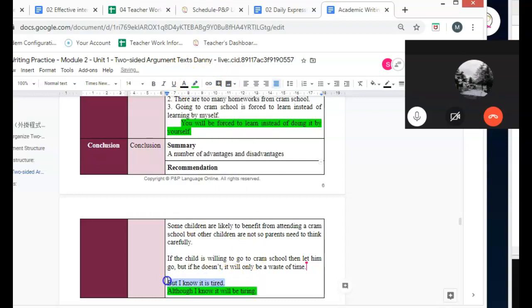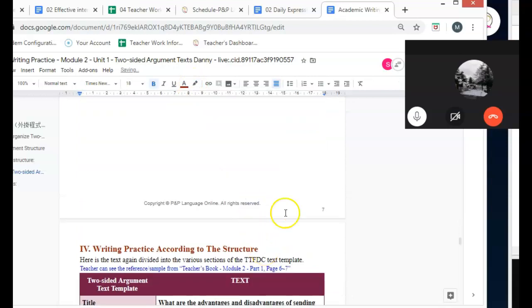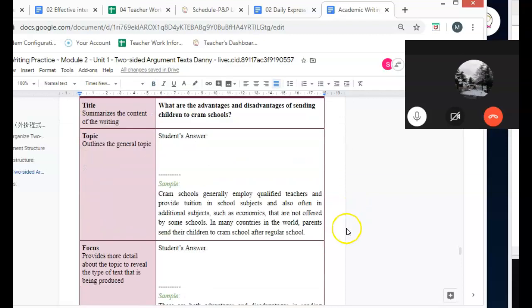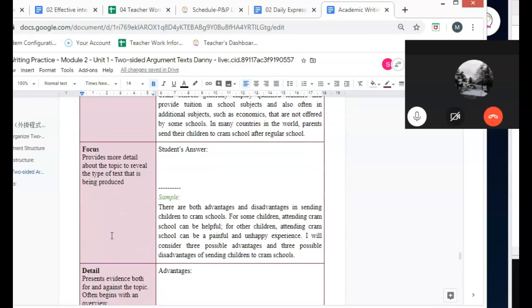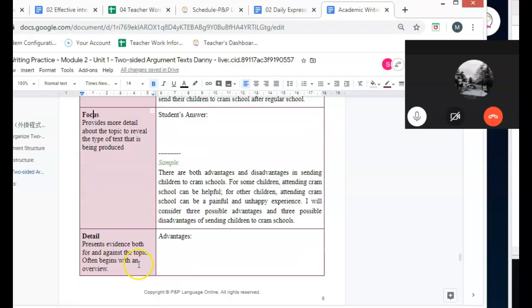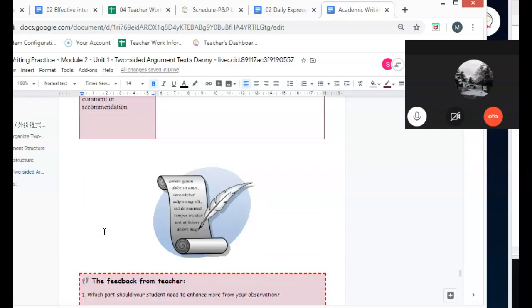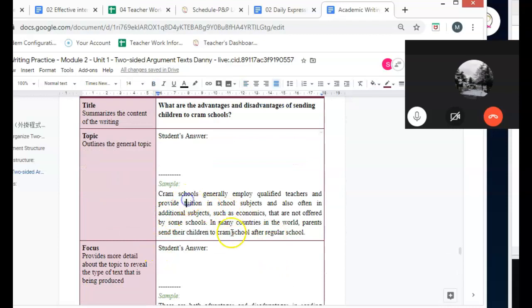Okay, now next part. Part 4 is writing practice according to the structure. When you say structure, this is what we follow. The structure is title, then topic, then focus, then detail, and then conclusion. Alright, so you have your answer here? Or no, that's the sample.